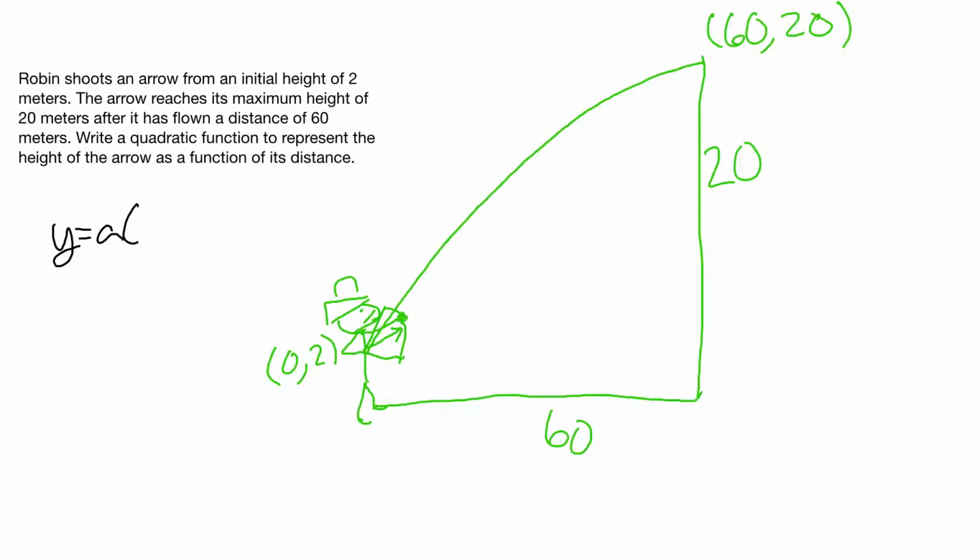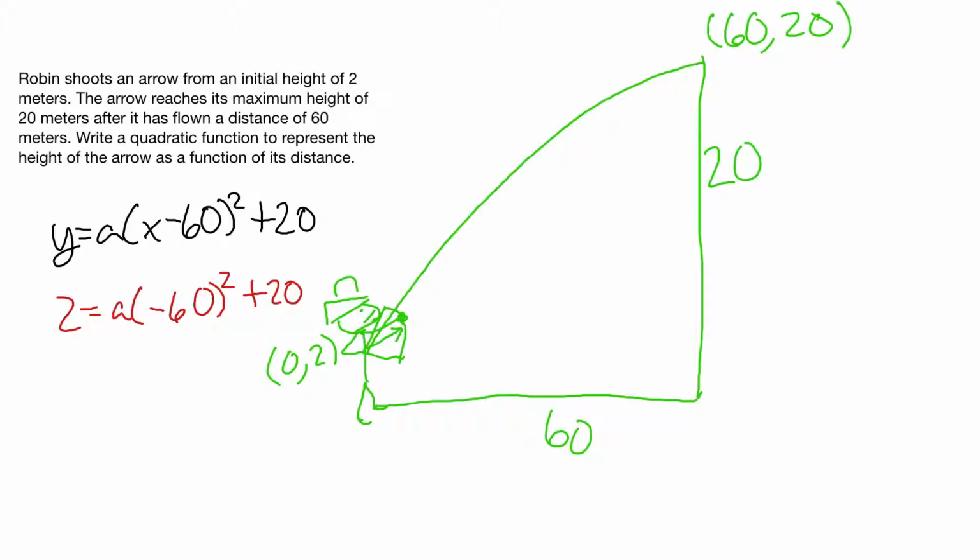Y equals a times x minus 60 squared plus 20. So I plug in my values. 2 equals a times 0 minus 60, which is negative 60, squared plus 20. Negative 60 squared is 3,600. A plus 20 equals 2, which means 3,600a equals negative 18.